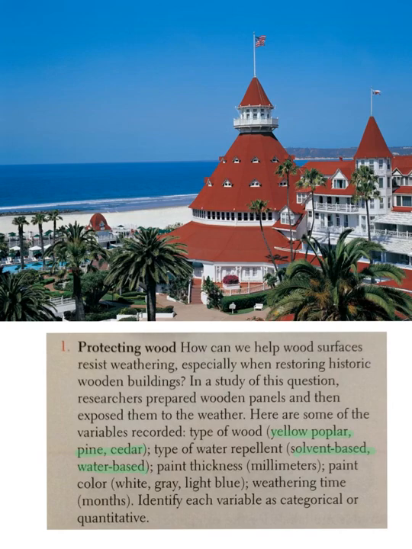Let's see. So paint thickness in millimeters, well, that would be a quantitative. And then we're going to go to paint color. We're going to go with, it's a category. It's either white, gray, or light blue. Put it into one of those three categories. And weathering time in months. We're going to say that that is a quantitative because you can measure it. It has a number associated with it. Okay, that's question number 1.